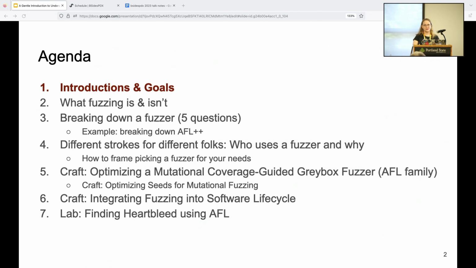We're going to talk about introductions and goals. We're going to talk about what fuzzing is and isn't. We're going to break down a fuzzer, sort of how you understand what these things are. We're going to talk about who uses a fuzzer and why. And then the second half is sort of craft.